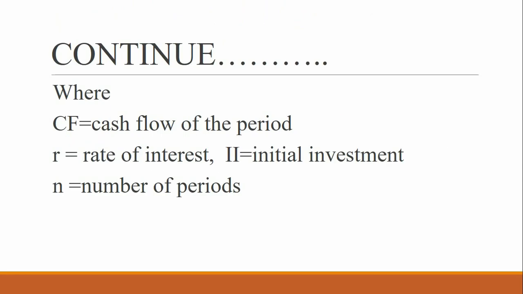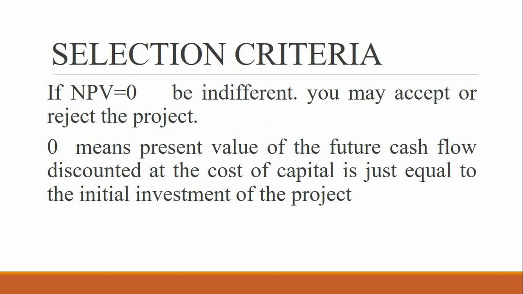Here CF is the cash flow of the period, R is the rate of interest. Sometimes people also use I or K instead of R. II is the initial investment and N is the number of periods.